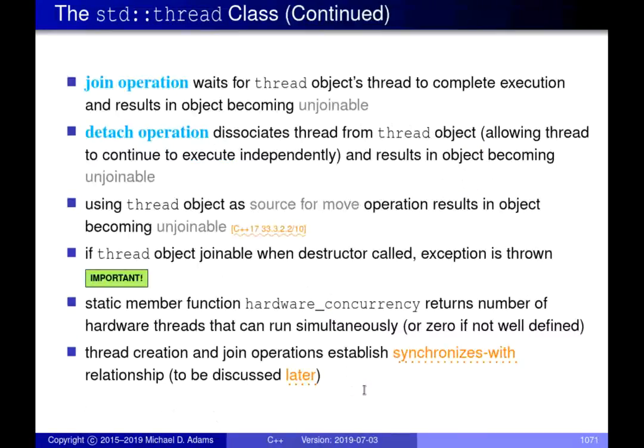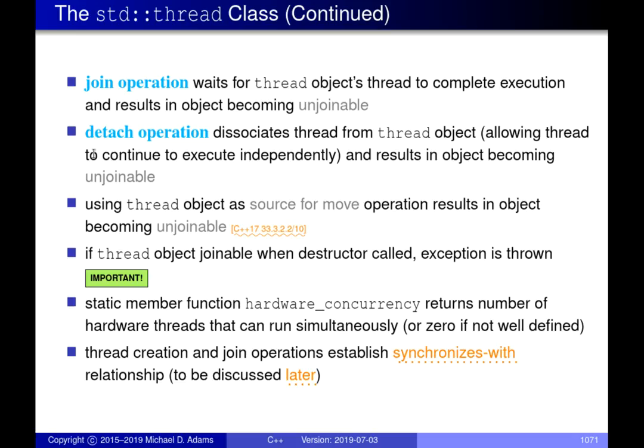A little bit more about the thread class. It provides a number of operations, not too many. One of them is a join operation. You can apply the join operation to a thread. It waits for the code that's being executed by that thread to complete, and then the thread becomes marked unjoinable at that point, and the join operation returns. So it basically gives you a way to wait until the thread is effectively done whatever computation it's doing.